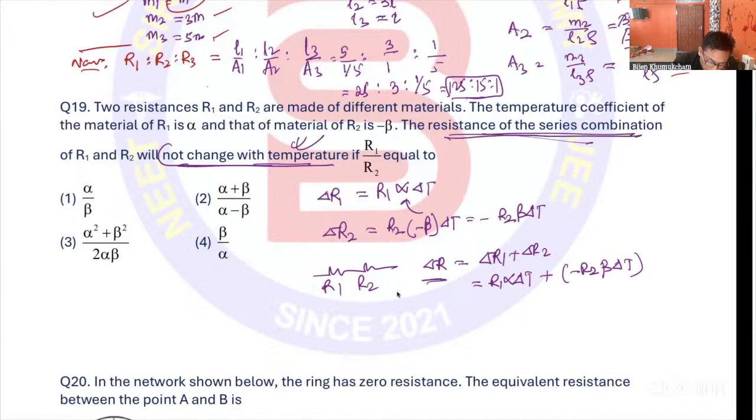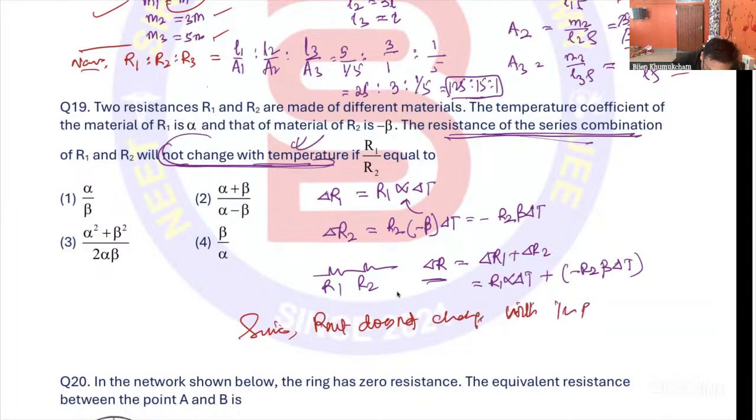The resistance of the series combination will not change with temperature, because when connected in series, the net resistance has nothing to do with the temperature. There will be no change in the resistance even though the temperature changes. So we can write, since R net does not change with temperature, delta R net must be 0. There should not be any change with a change in temperature.